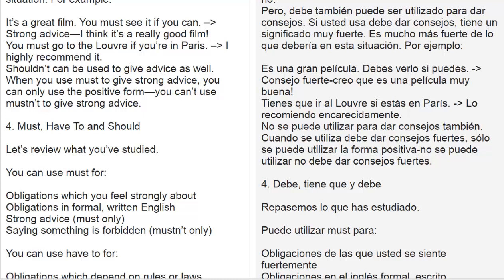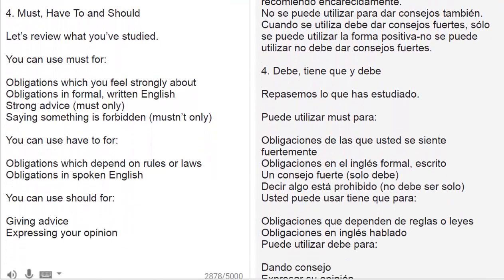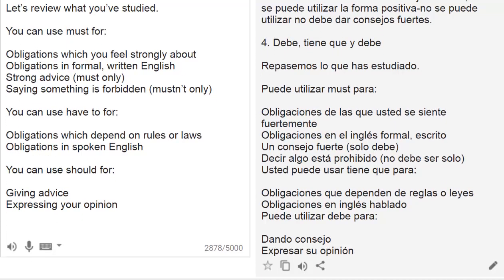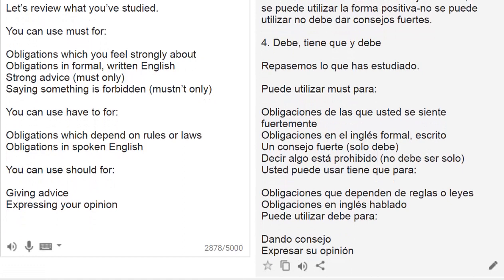Okay, now let's look at all three verbs together: must, have to, and should. So we use must for obligations you feel strongly about, obligations in formal written English, strong advice, only must, not mustn't, and saying something is forbidden, only mustn't, not must. We use have to for obligations which depend on rules or laws, and most of the time in spoken English. You can use should for giving advice or expressing your opinion.